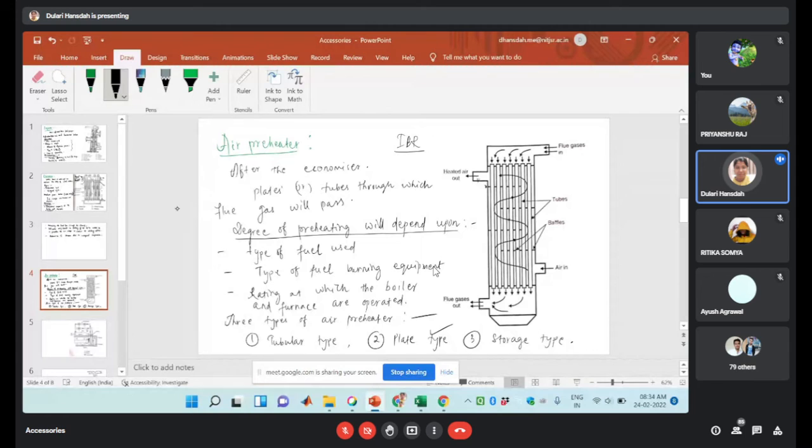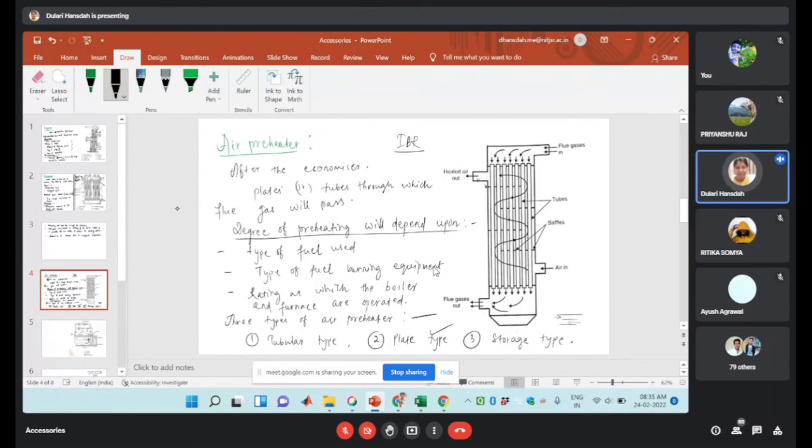Now the plate type preheater. Here a plate-like structure will be there, over which high velocity air will be supplied, and hot gases will be supplied at the top or bottom side. The high velocity air will take the heat from the flue gases, which move in the opposite direction.